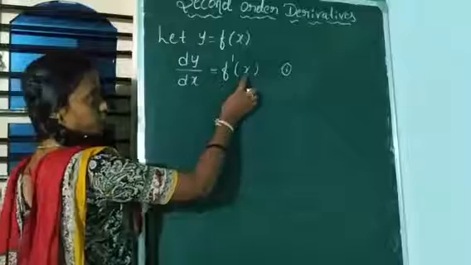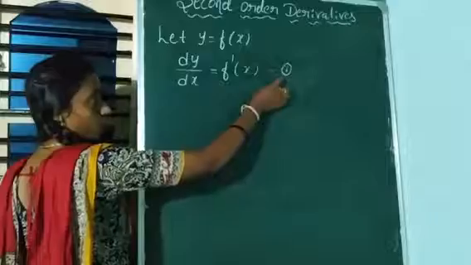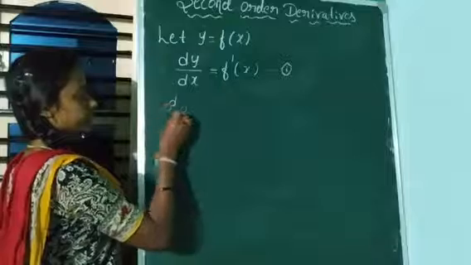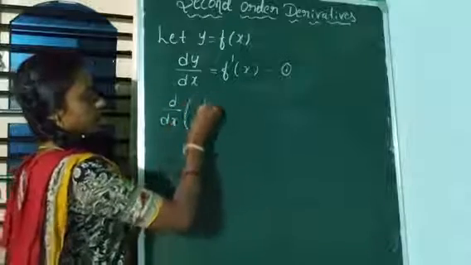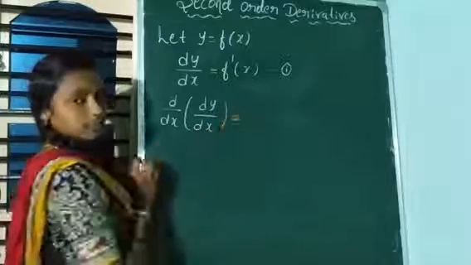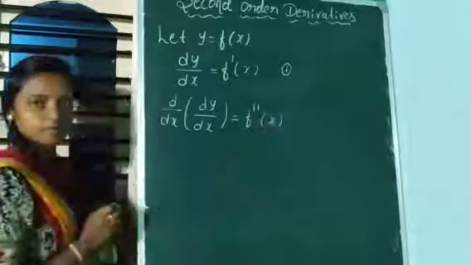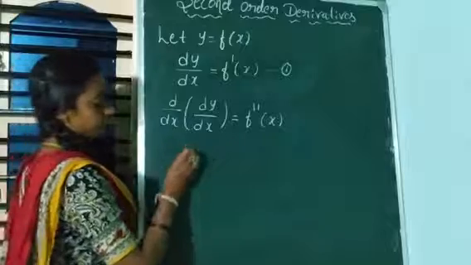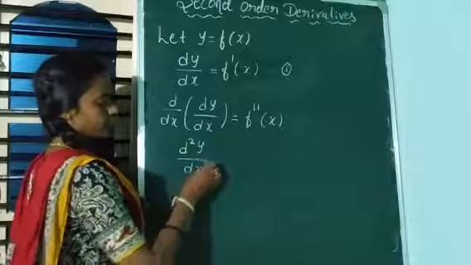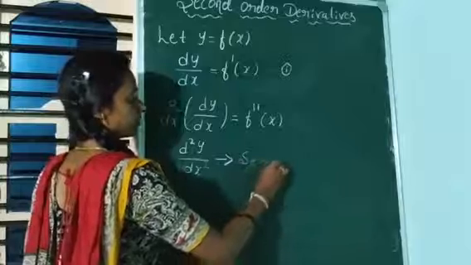If f dash of x is differentiable, we can differentiate this again with respect to x. This becomes d by dx of dy by dx, which is f double dash of x, and we can write this as d square y by dx square, and we'll call this the second order derivative.